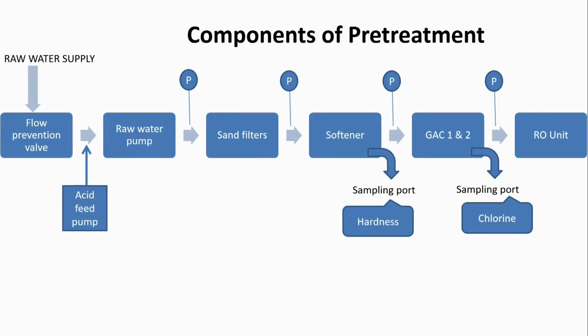So coming to the components of pretreatment. The raw water is pumped into the filters by the raw water pump. These filters are bed filters and they work on the principle of pressure gradient. So there should be pressure monitors installed before and after each of these filters. There should be a sampling port after the softener to assess the hardness of water and performance of the softener. Then there should be a sampling port for chlorine after the carbon filter to check for dechlorination. From here, water goes to the reverse osmosis unit.